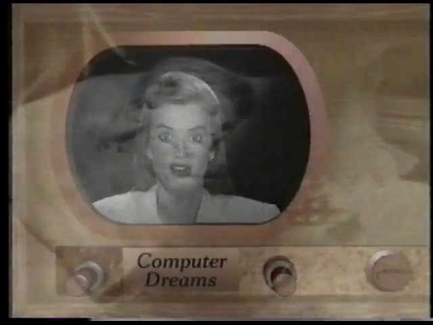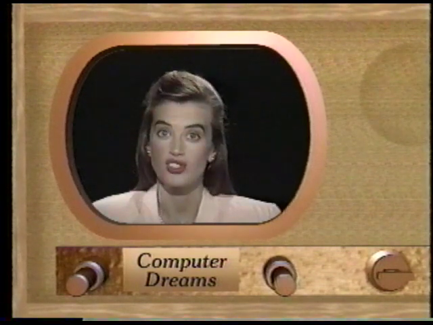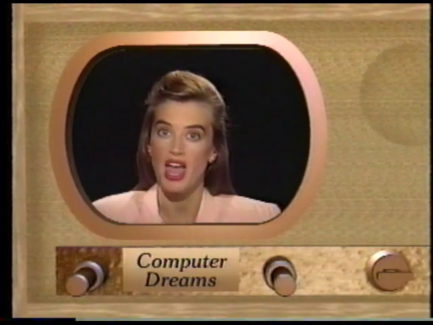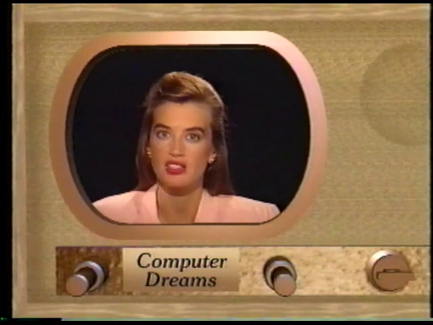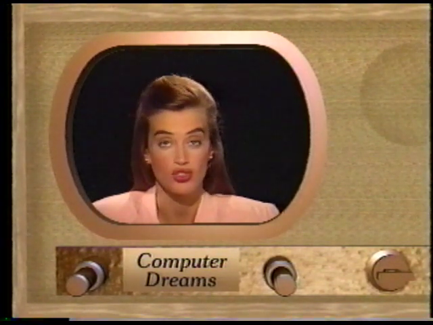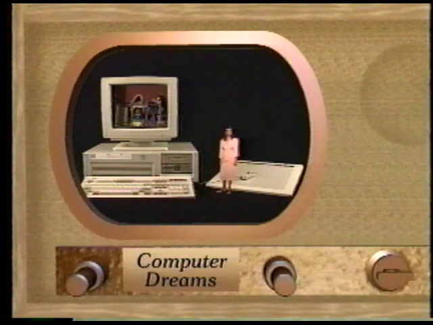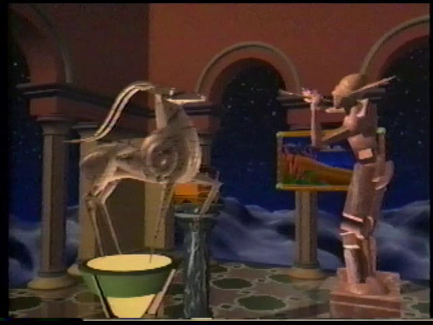Imagine taking a camera into your dreams, where the difference between illusion and reality disappears. Like a painter uses a brush, or a writer uses a pen, computer artists use the computer as a tool to translate their ideas and fantasies onto the screen. You will see how artists from around the world bring their visions to life in computer dreams.